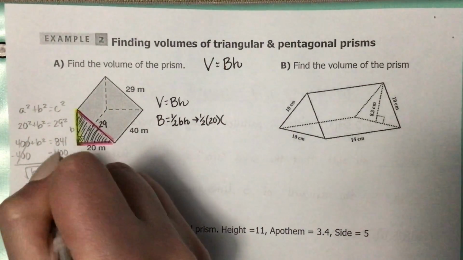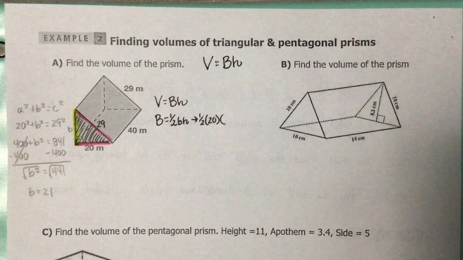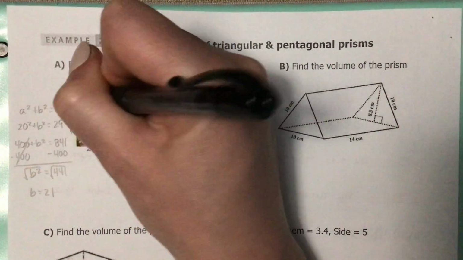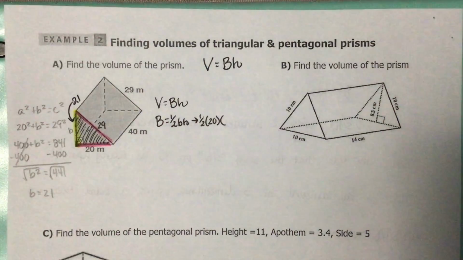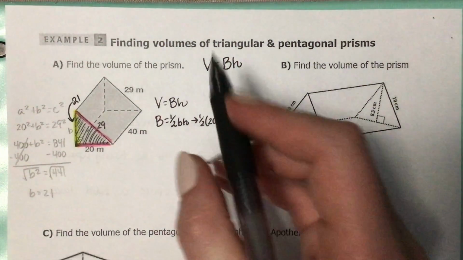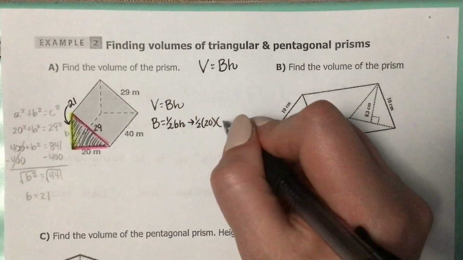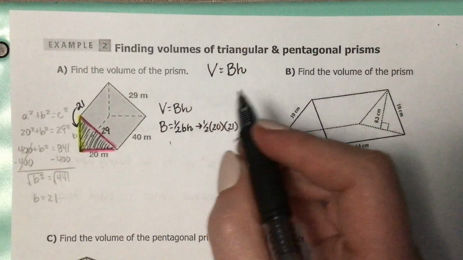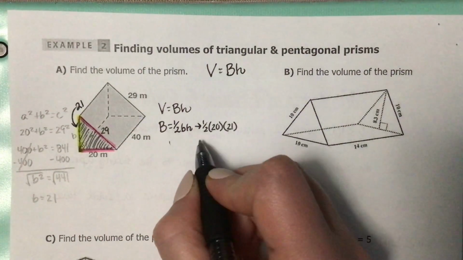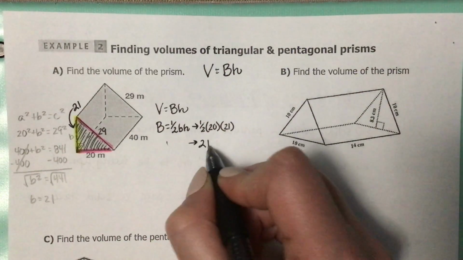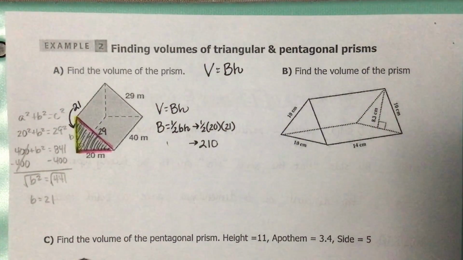Okay, that's helpful. What we just found out is that this side length right here is 21 long, and that's the height of the triangle. That's the base. So, and when I say base, I mean big B. So 20 times 21. Now we can find the actual area of the big B base. So when we take 1/2 times 20 times 21, we're going to get 210.